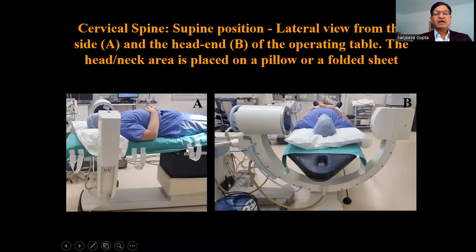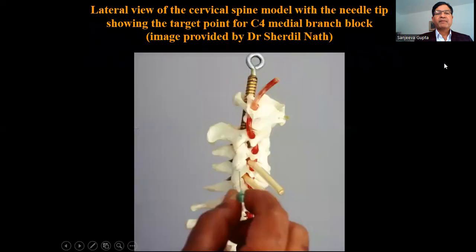Lateral view from the side and from the head end of the table, and in this case we have placed a pillow. You can place a rolled sheet as well, so that the patient is comfortable. Lateral view of the cervical spine model with the needle tip showing the target point for C4 medial branch block, that is C2, C3, C4. This picture was supplied to me by Dr. Sheridan, who is a consultant in pain medicine in Sweden and a guru of diagnostic and therapeutic interventions along the spine.